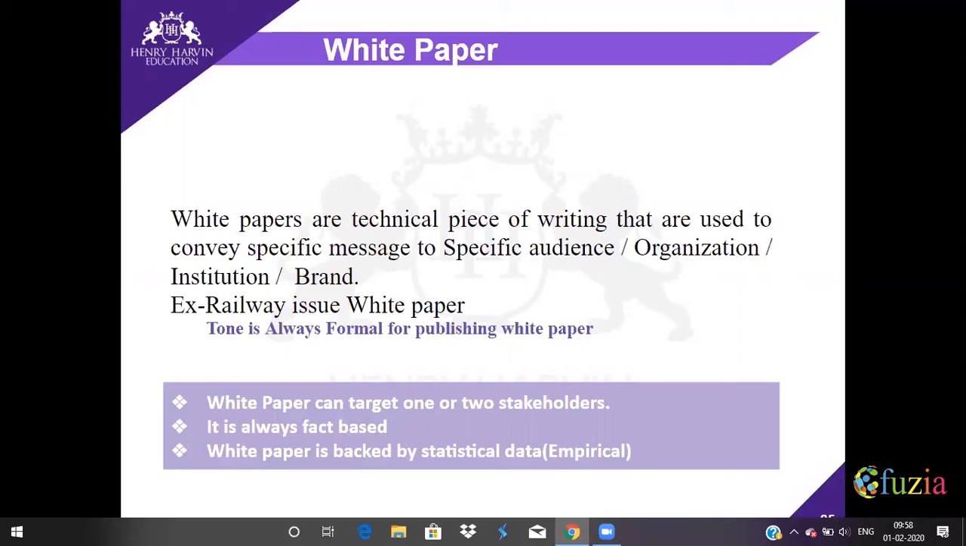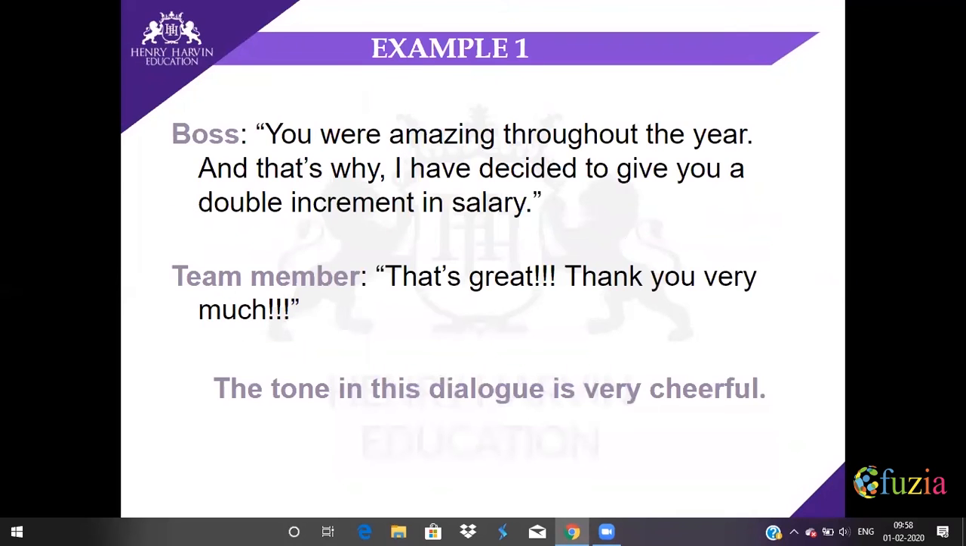A good white paper would be anywhere between 4 to 5 pages. Again, it depends on how in depth you want to go into the matter. So that's your white paper, and obviously in a white paper we need to stick to the formal tone of writing. Now let's look at the other examples that we have here.